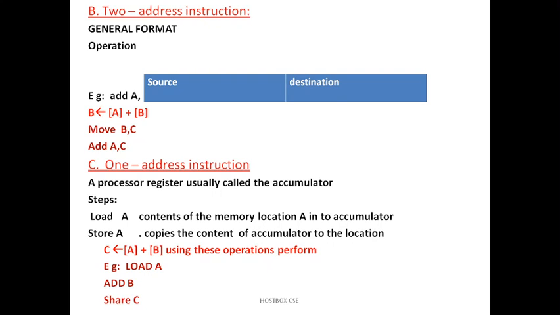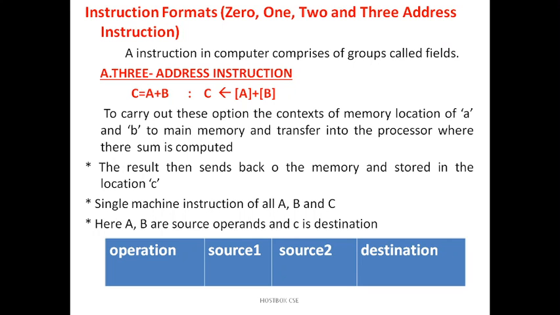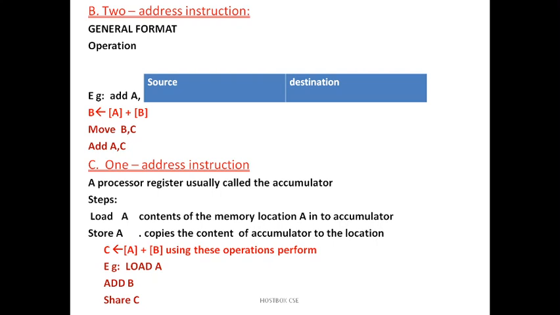Now come to the two address instruction. Here, taking the general format of the two address instruction, it has only two fields: source followed by destination. In the three address format, source 1, source 2 and destination will be there, along with the operation. Here only one source and one destination. So the general format is like that. For example, add A, B. After executing, the result will be B ← [A] + [B] in square brackets. This is the result you get when you go for the two address instruction.